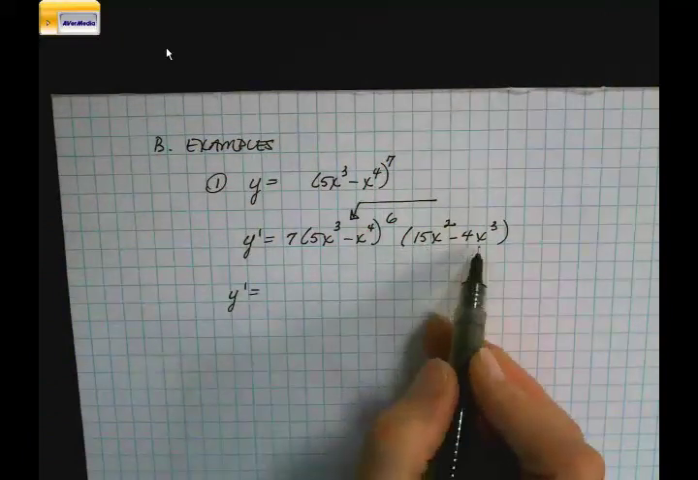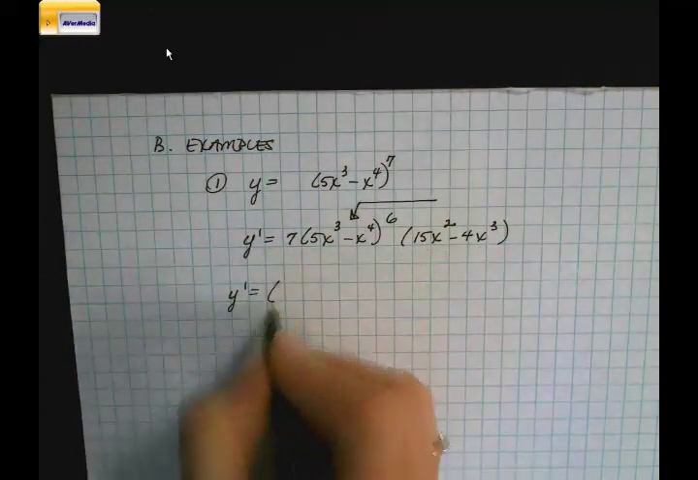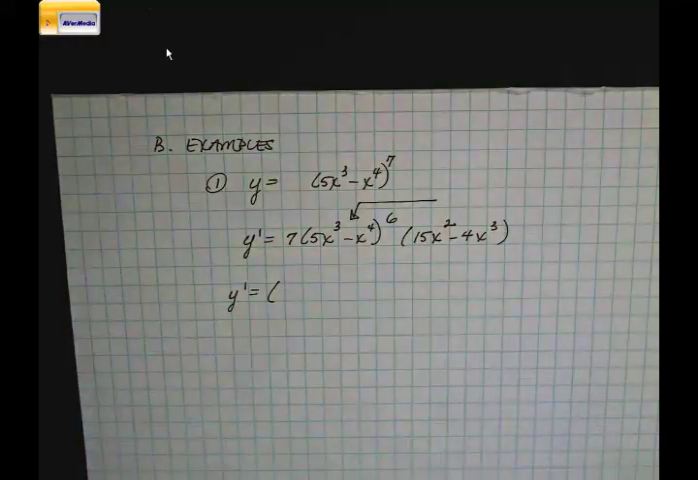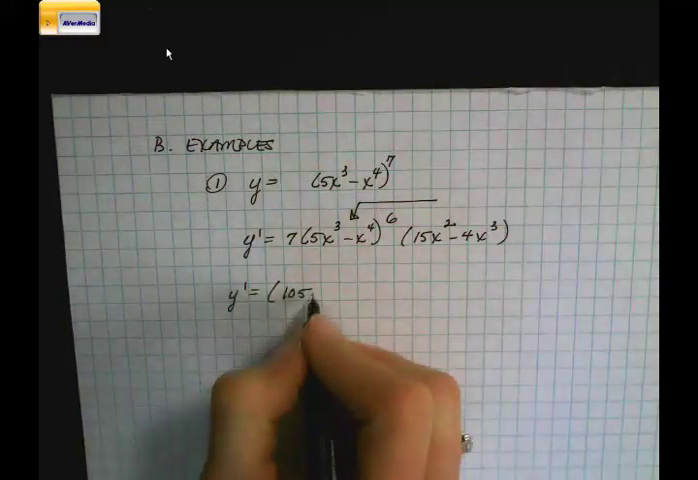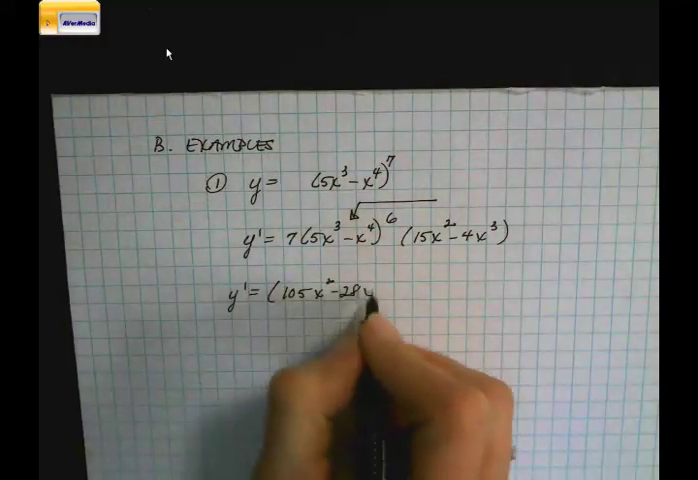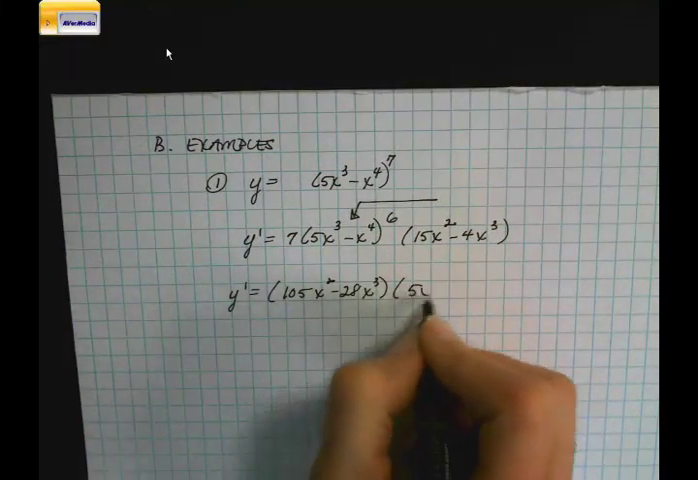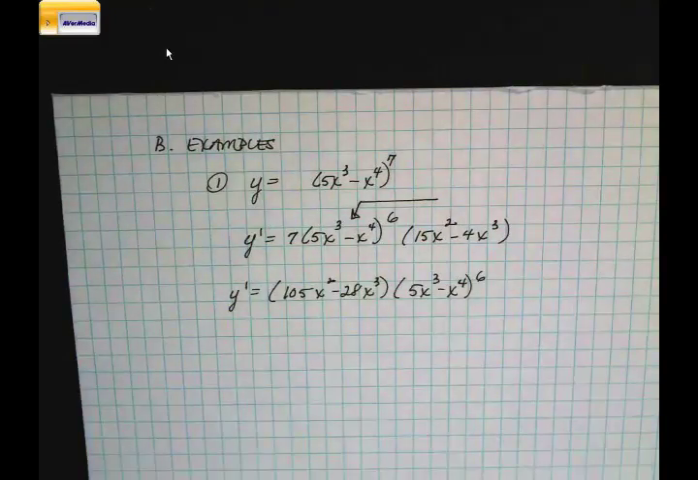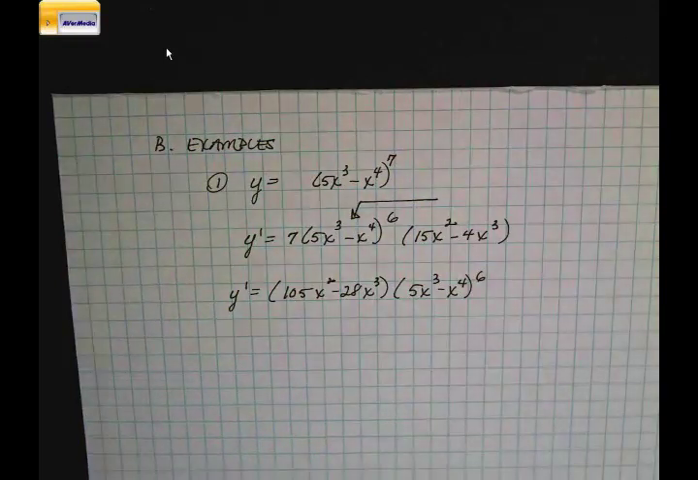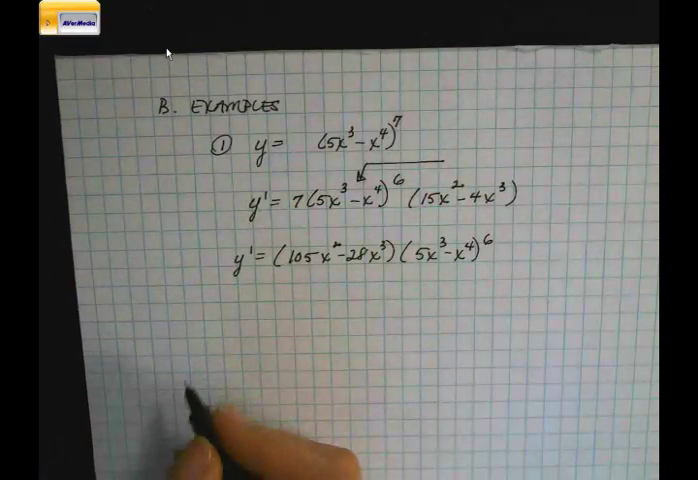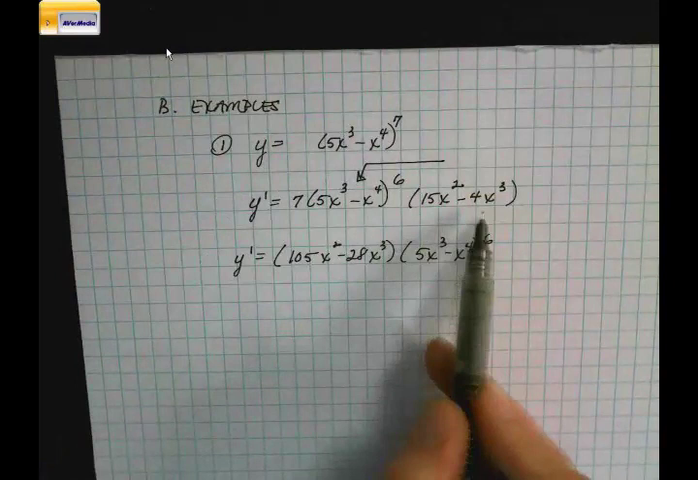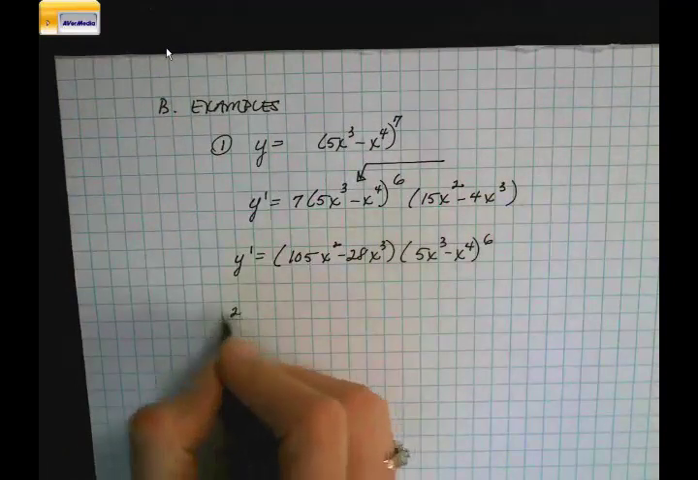So if you take the 7 times the 15x squared minus the 4x cubed, what is 7 times 15? Okay, very good. 105x squared minus 28x cubed times 5x cubed minus x to the fourth to the 6th. When you have an exponent like 6, they're not going to ask you to expand that. You're going to be able to stop at this point. But I really think they're going to have you multiply the 7 times that ending binomial.